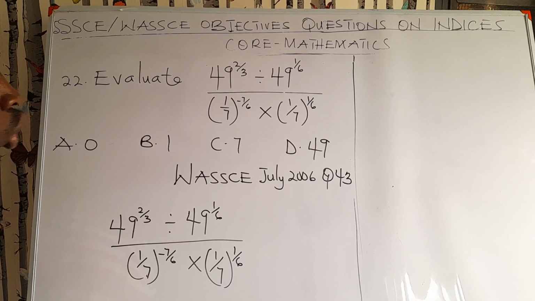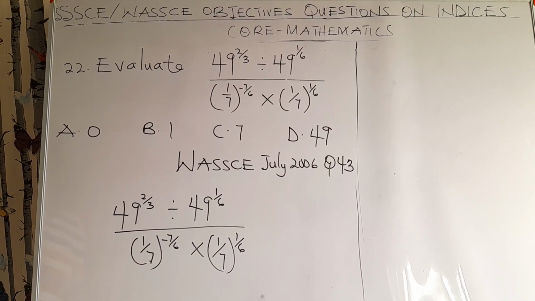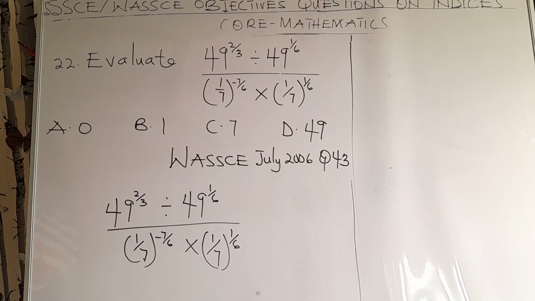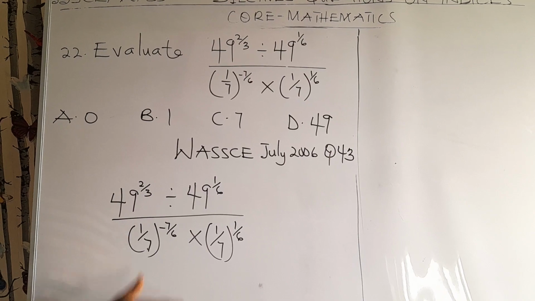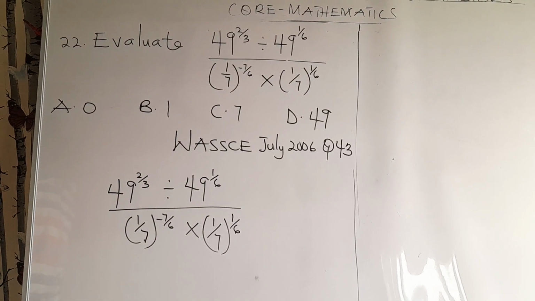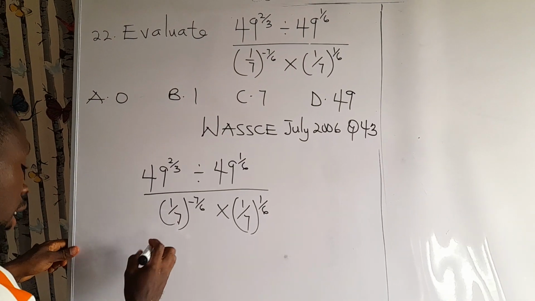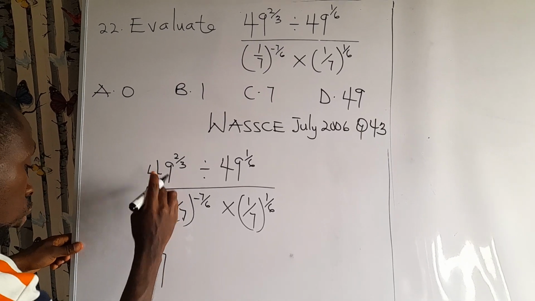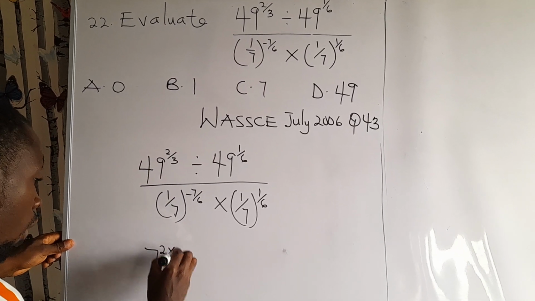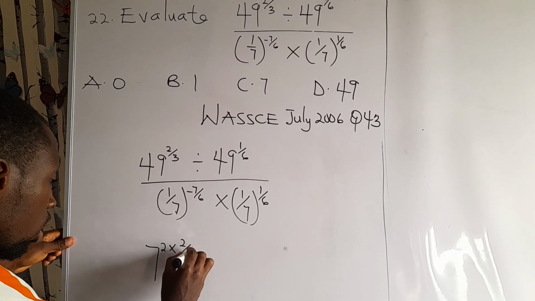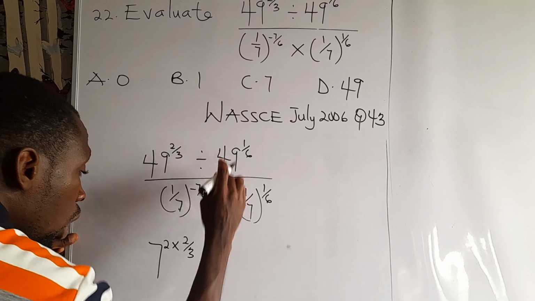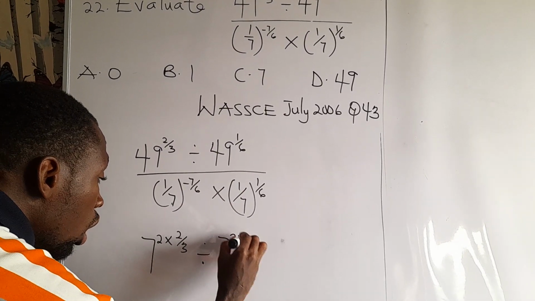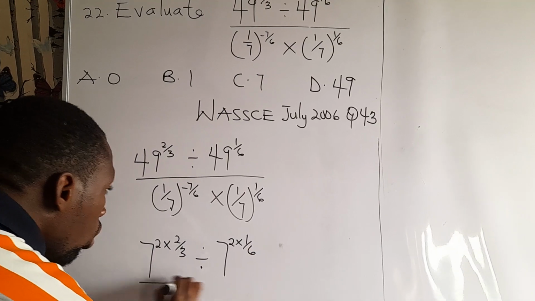This is WASSCE July 2006, question number 43. So let's try solving. Please pause it and see if you get the correct answer. So we need to change everything to have a base of 7. 49 is 7 exponent 2. So I'll change this 49 to 7 exponent 2, times 2/3, divided by 7 exponent 2 times 1/6, all over.